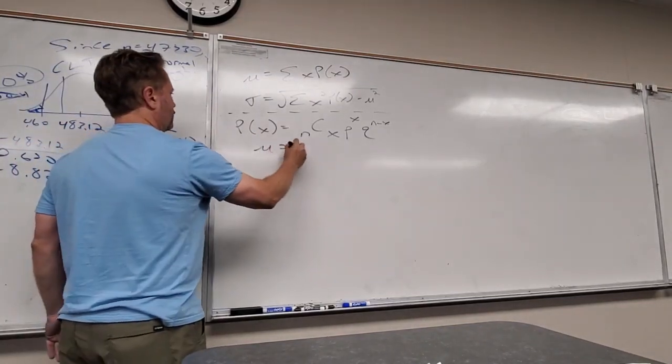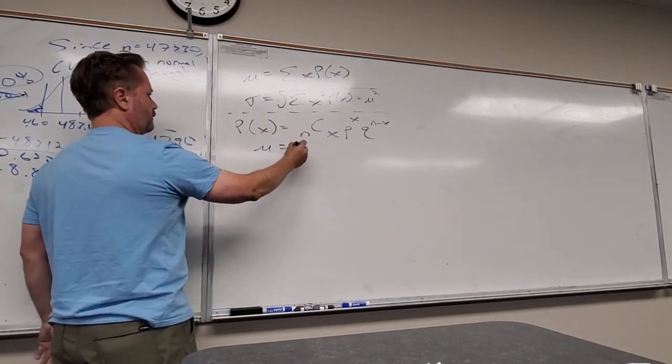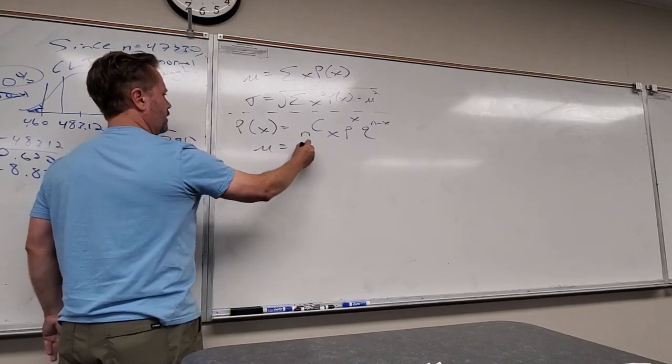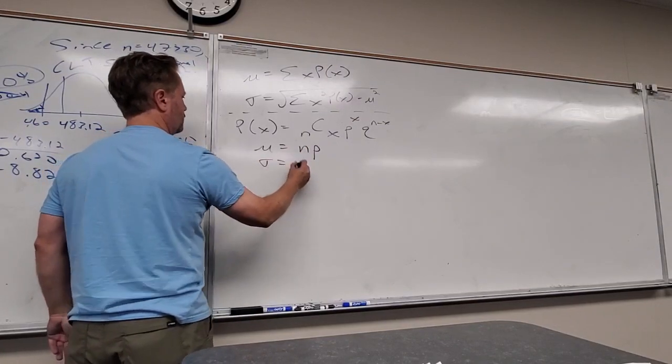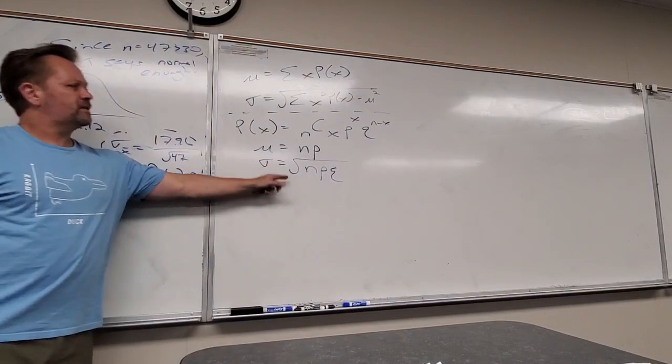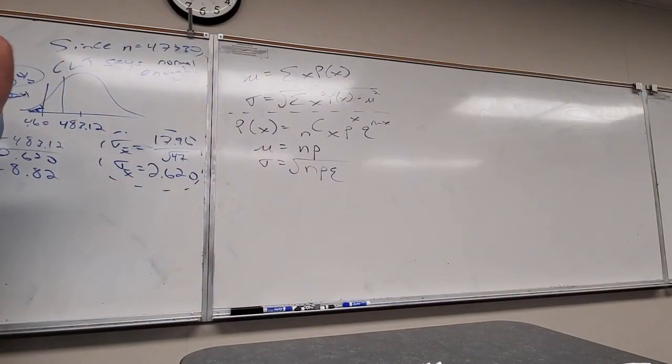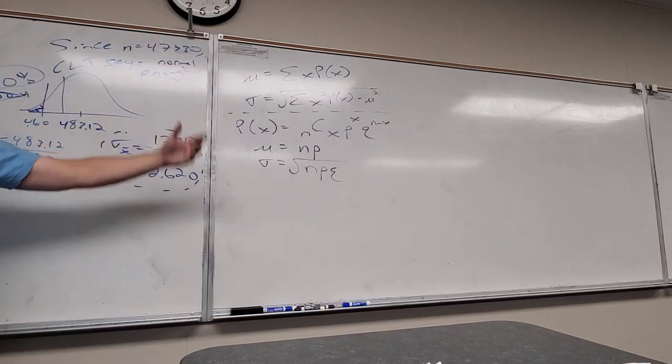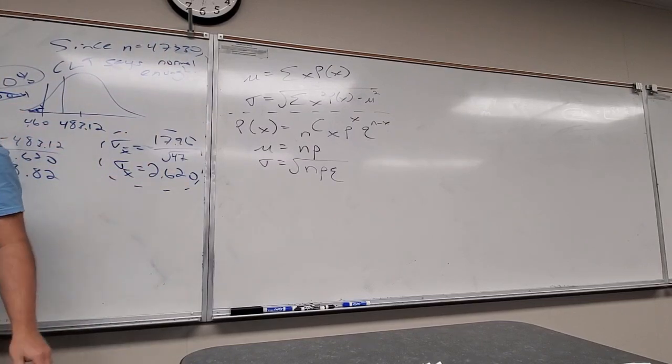And then what's the mean for this case? The best little mean formula ever: NP. And the standard deviation is going to be the square root of NPQ. Biggest mistake, people forget to do the square root, which is not a horrible big mistake, but still going to lose a point or two for that.